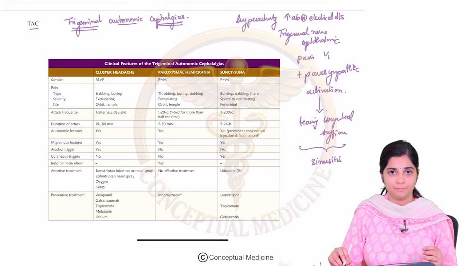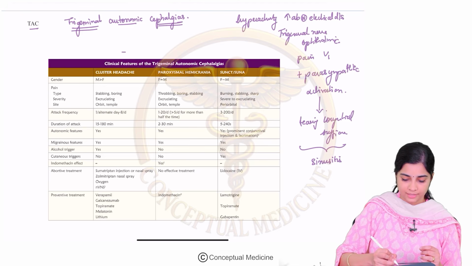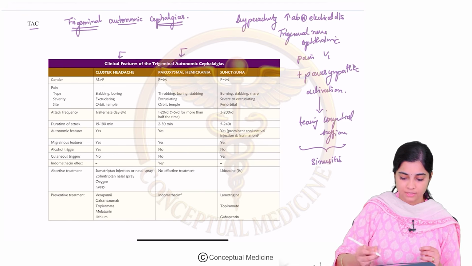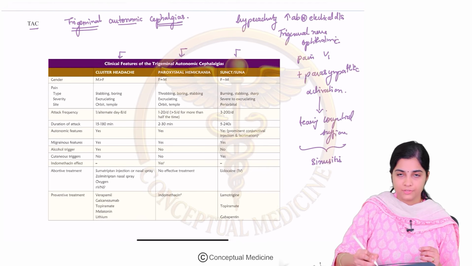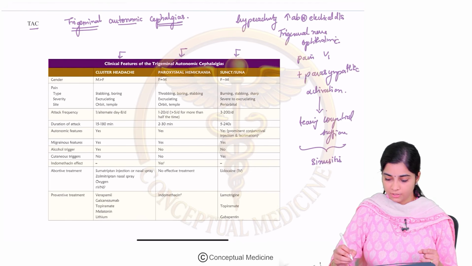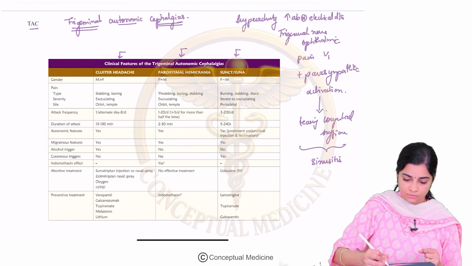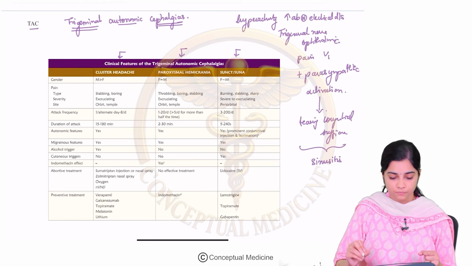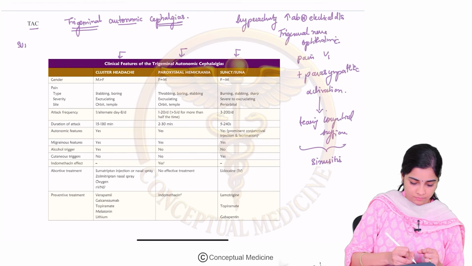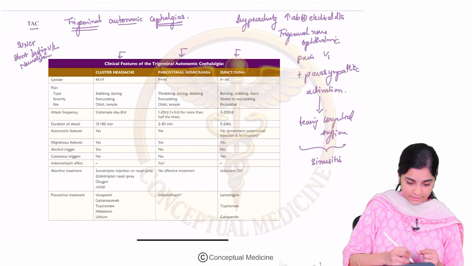So what are the types? We have cluster headache, paroxysmal hemicrania, and SUNCT and SUNA. So what is the full form? SUNCT stands for short lasting unilateral neuralgiform headache.